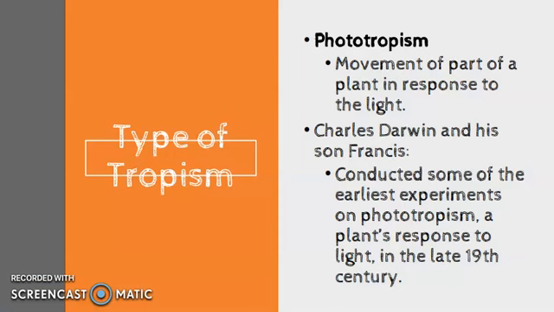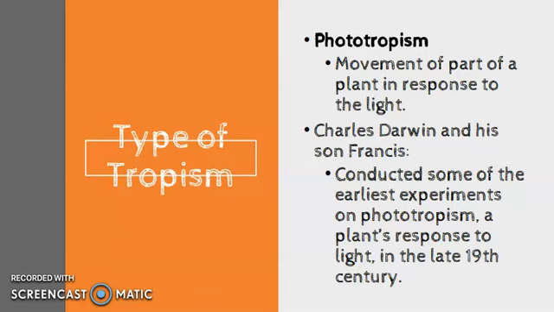Continue our lecture on tropism. There are six common tropism responses in the plant. The first one we call phototropism, second thigmotropism, third one we call gravitropism, the fourth we call hydrotropism. Next is thermotropism, and the last type of tropism mechanism that we call aerotropism.